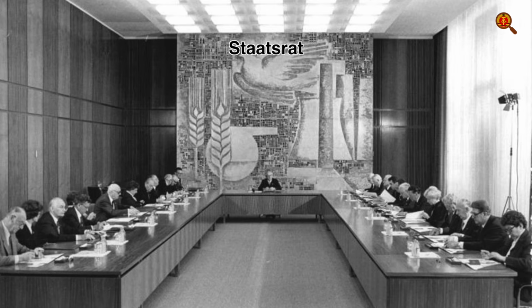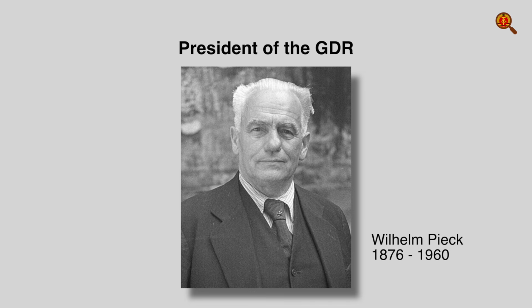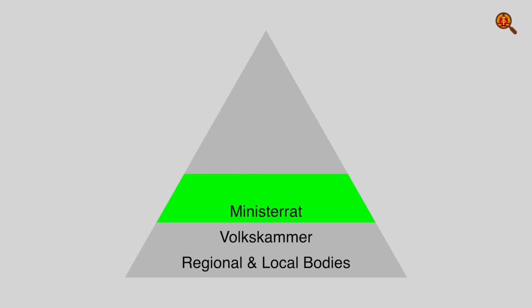But in practice, it was just another tool for the SED to consolidate and exercise power. Its 20 to 30 members were also members of the Volkskammer. The Staatsrat was set up to replace the role of the first and only president of the GDR, Wilhelm Pieck, who had died in 1960. Both the Council of Ministers and the State Council were tools of the SED to consolidate and exercise power.